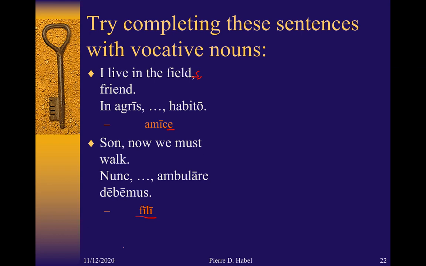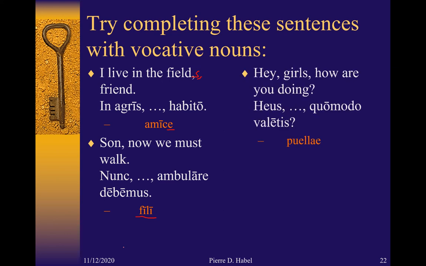So, hey girls, how are you doing? What's the word for girls? Oh yeah, it's puella, puellae, first declension. So can you form the vocative that we need to say, hey girls, how are you doing? Yeah, it would be puellae. Hey girls, how are you? Quomodo valetis?